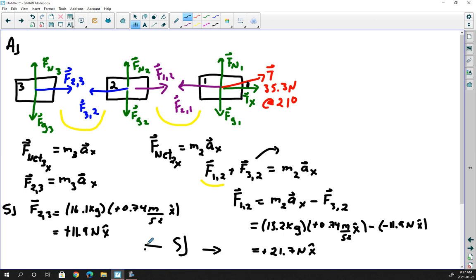So there you have it. Some more examples of more complex two-dimensional dynamics problems.